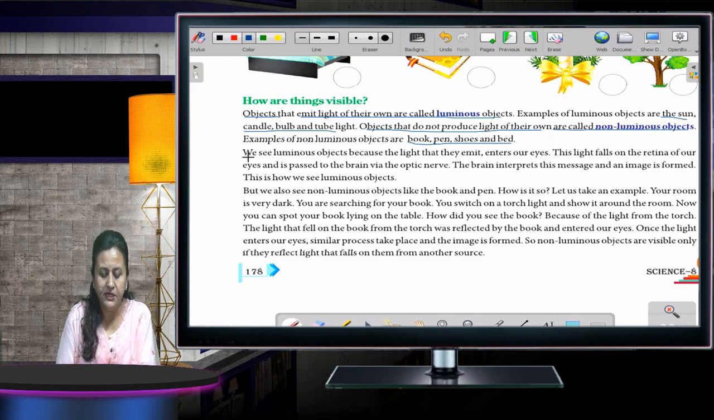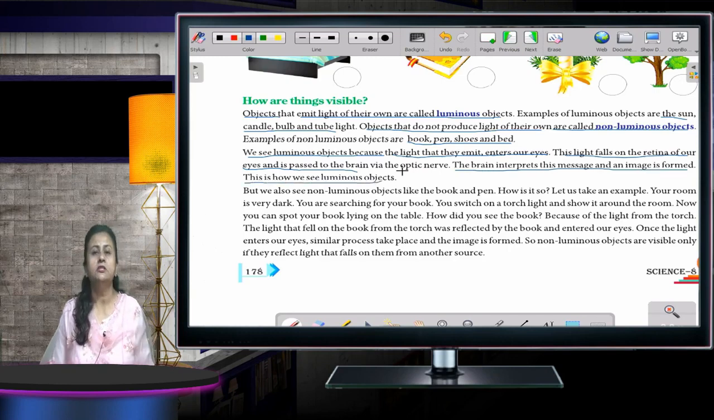We see luminous objects because the light that they emit enters our eye. The light falls on the retina of our eye. Our eye has a part called the retina. So the light falls on the retina of our eye and it is passed to the brain. The brain interprets this message and an image is formed. This is how we see a luminous object.